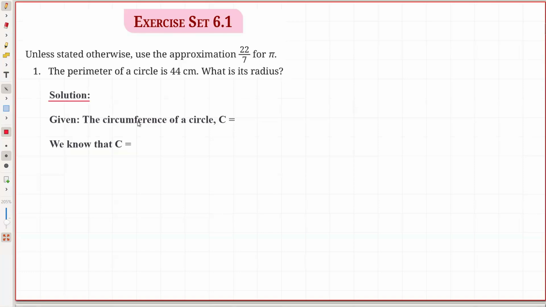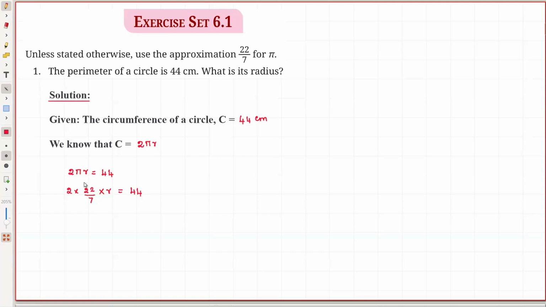Right. So first, what is given? The circumference of the circle, that is C, is given: the perimeter of the circle is 44 centimeter. We know that the circumference of the circle is 2 pi r. So 2 pi r is equal to 44. From this, you can find the radius. So 2 into the pi value, 22 by 7, into radius is equal to 44.